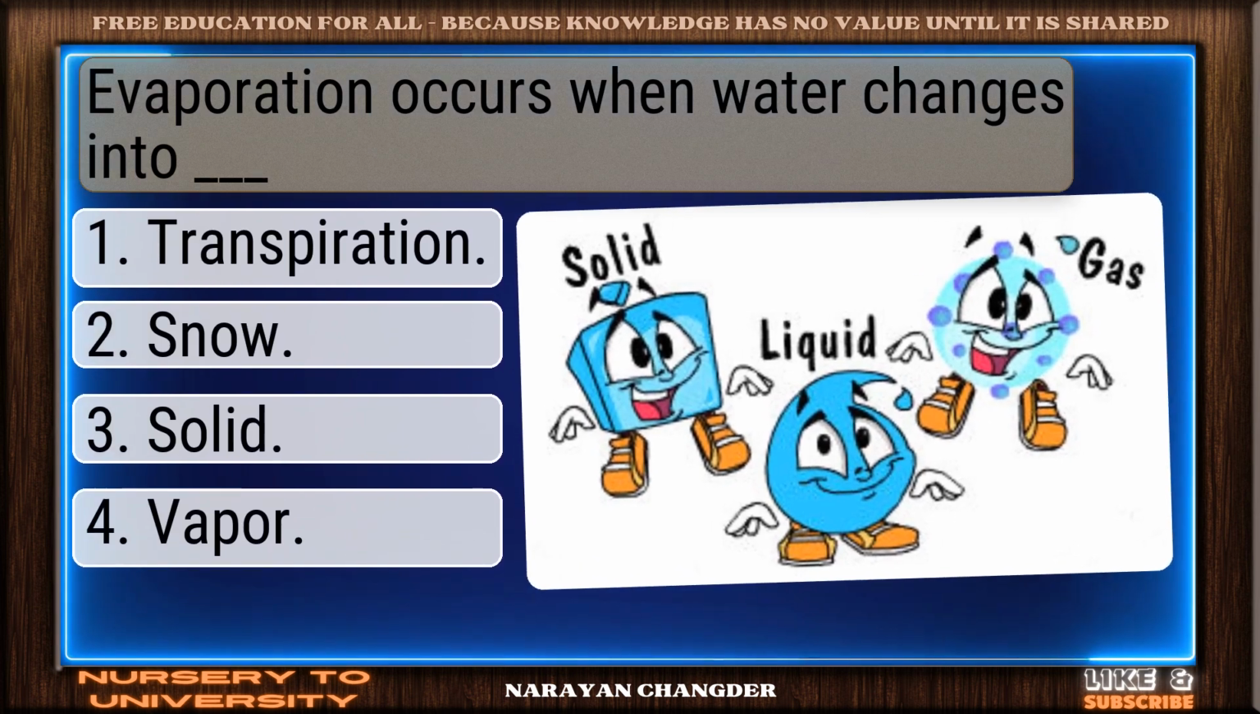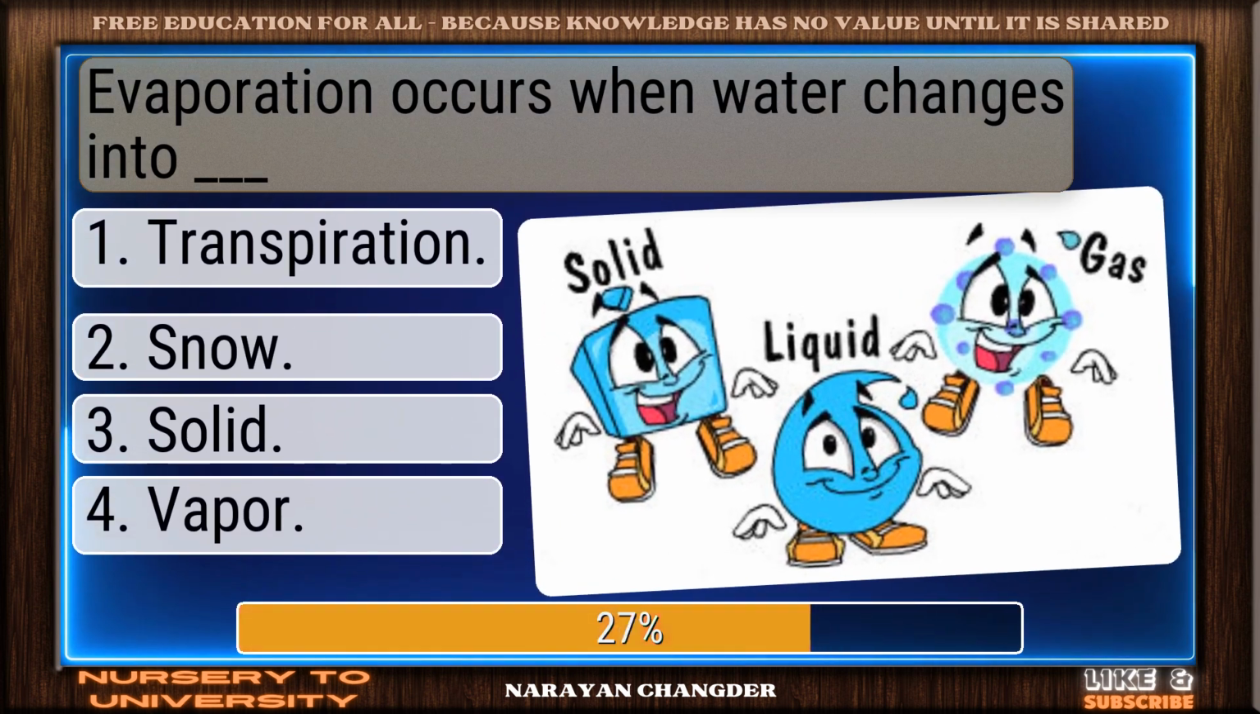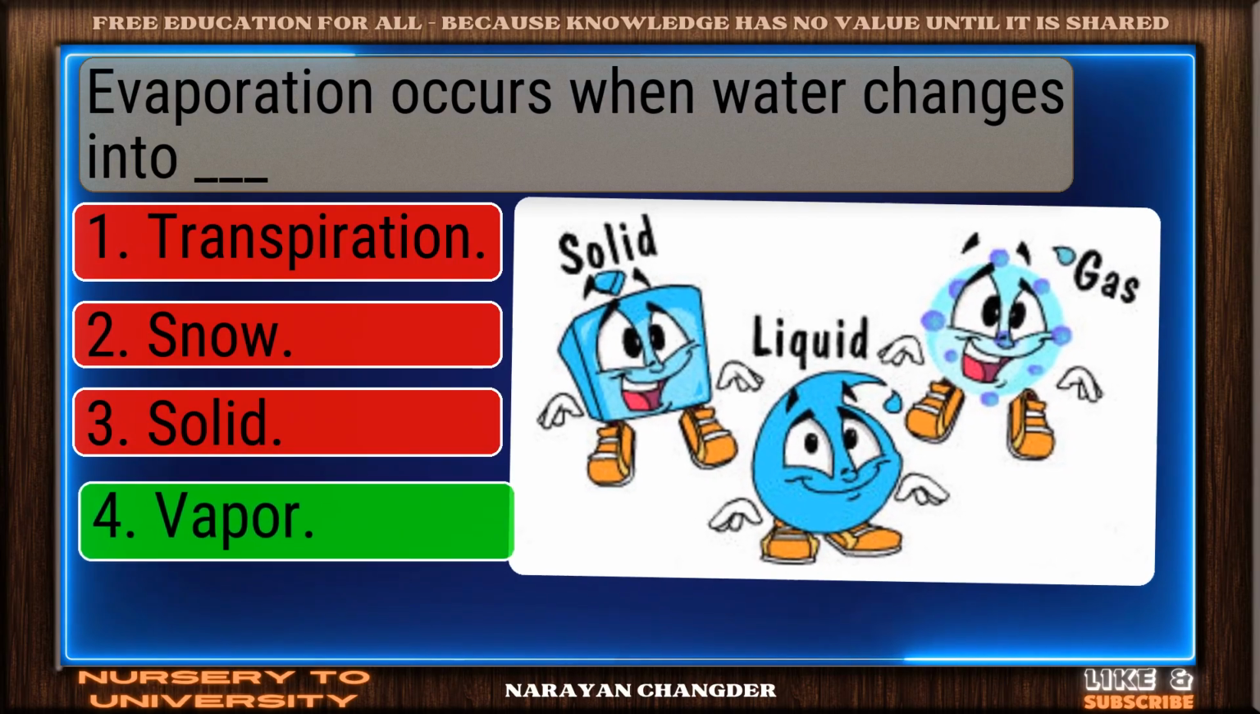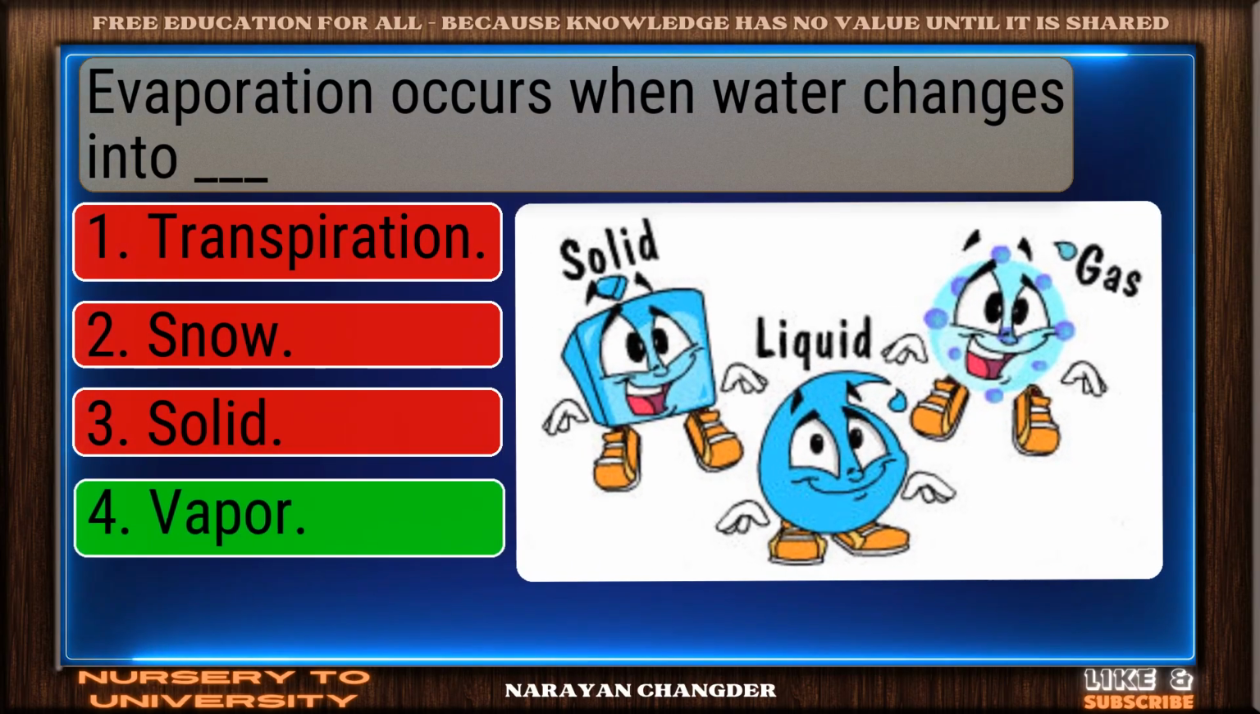Evaporation occurs when water changes into dash. Correct response. Vapor is the most accurate answer.